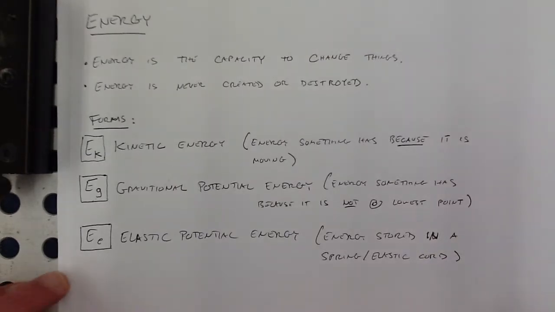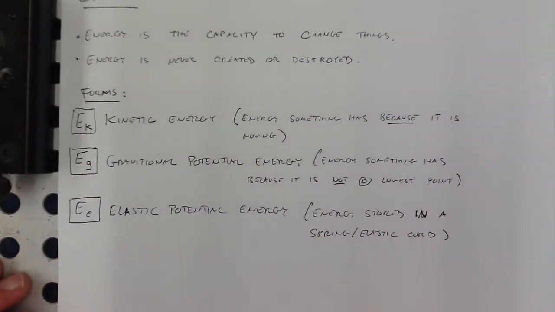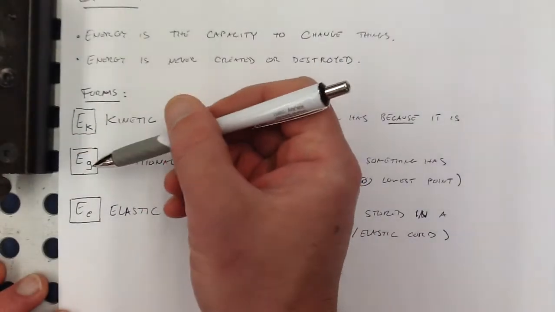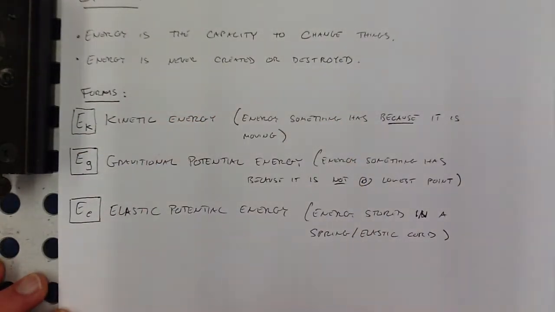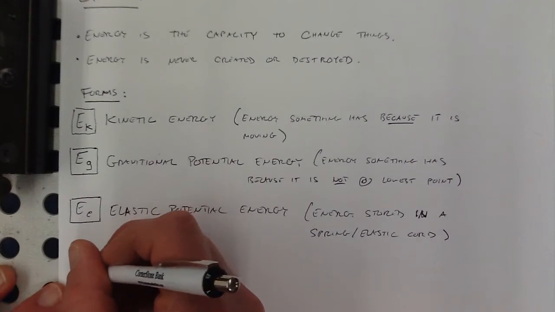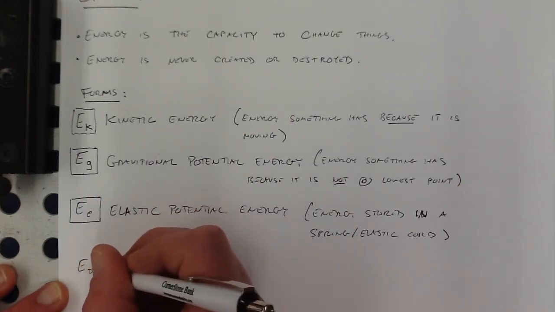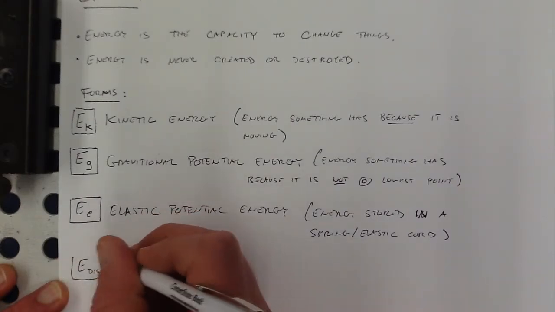It could be a rubber band, whatever. Anything that can stretch out that wants to go back to where it was. And those are the main three that we're going to be interested in. The other thing we're going to kick around a lot is what we're going to call E-dis.